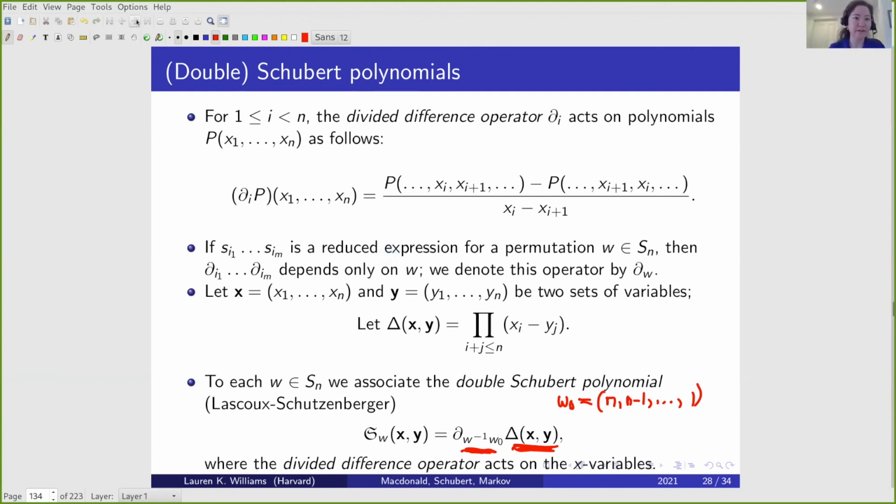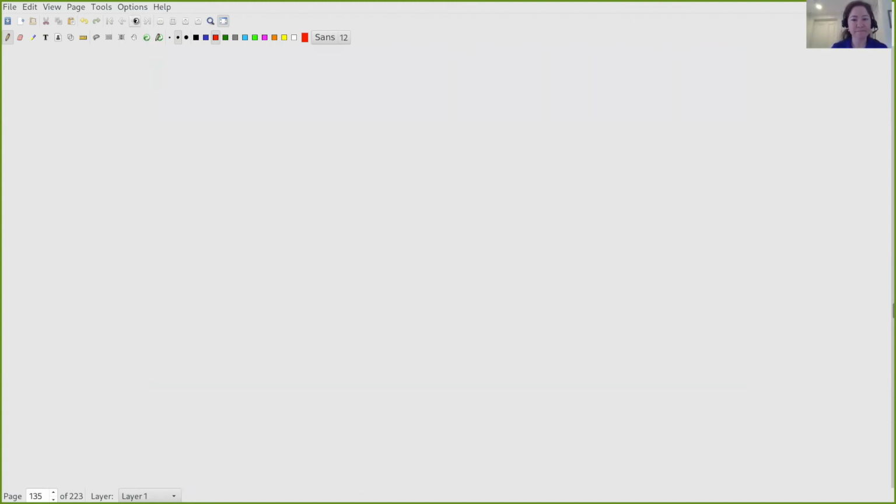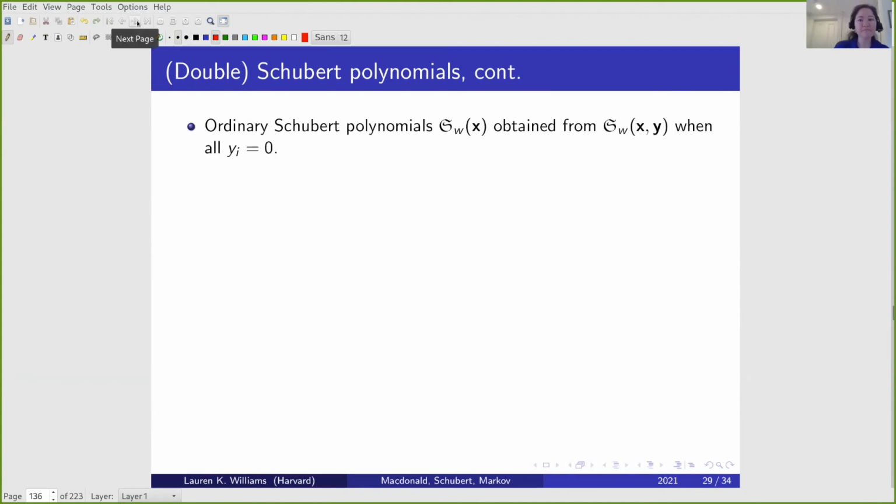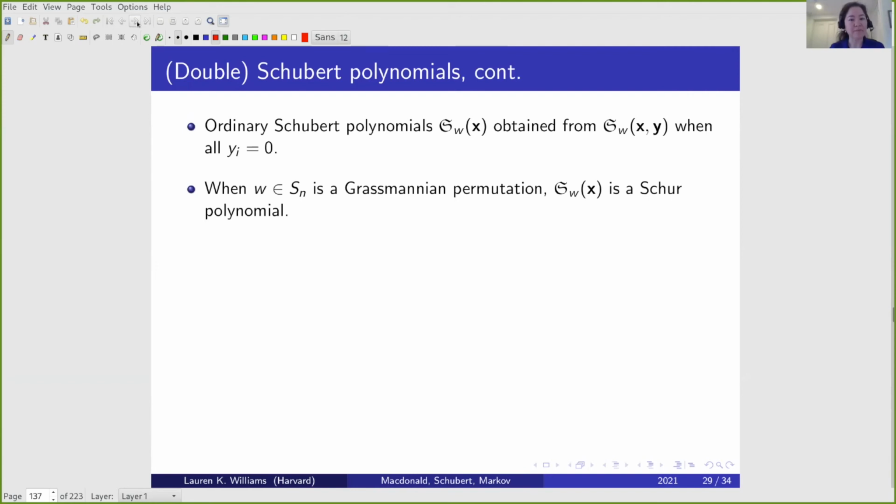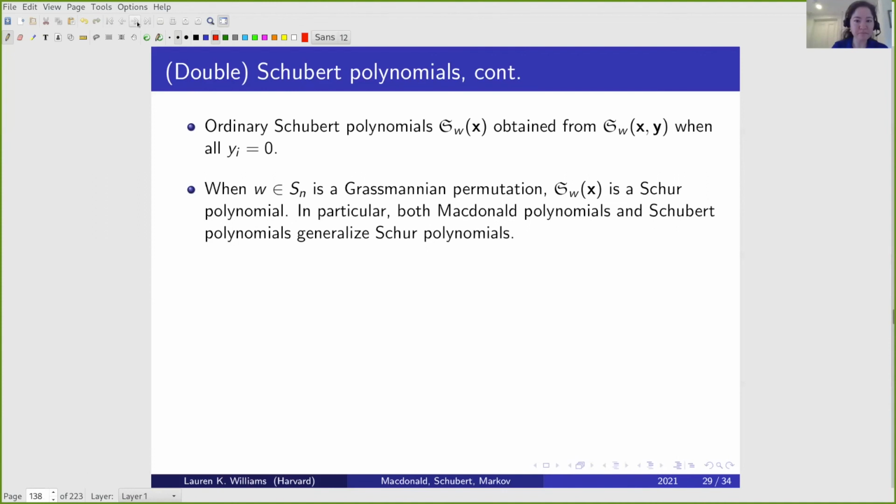Okay, so it's a very concrete definition of these double Schubert polynomials. If I want to drop the word double, then I just set all my y's to be 0. Ordinary Schubert polynomials are just obtained by setting the y's to be 0. And when w in Sn is what's called a Grassmannian permutation, it has only one descent, then the corresponding Schubert polynomial is a Schur polynomial. So in particular, both Macdonald polynomials and Schubert polynomials generalize Schur polynomials.